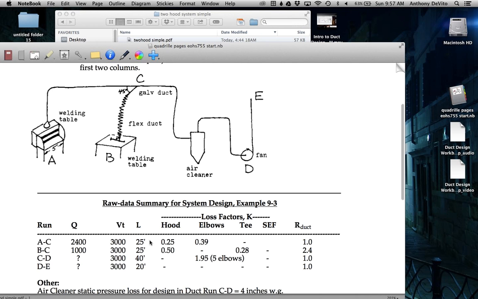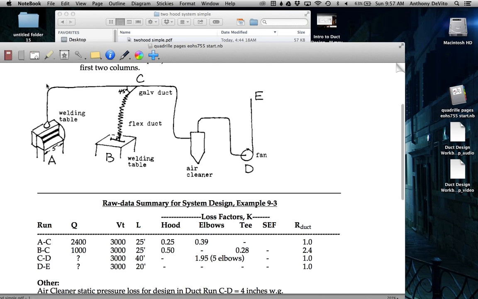Okay, now I know right away that I need to look up a K value for the hood. So I would go to chart 11, or if a manufacturer gave it to me, I would look that up, and the K value happens to be 0.25. Okay, so now I'm going to go here to our welding table. Excuse me. I forgot one thing.